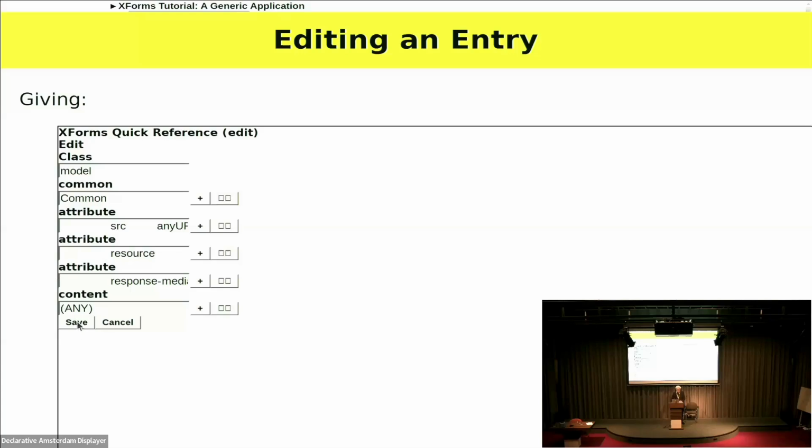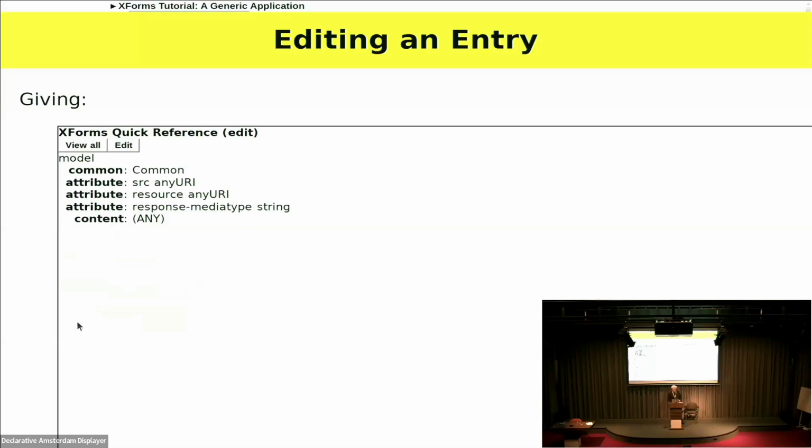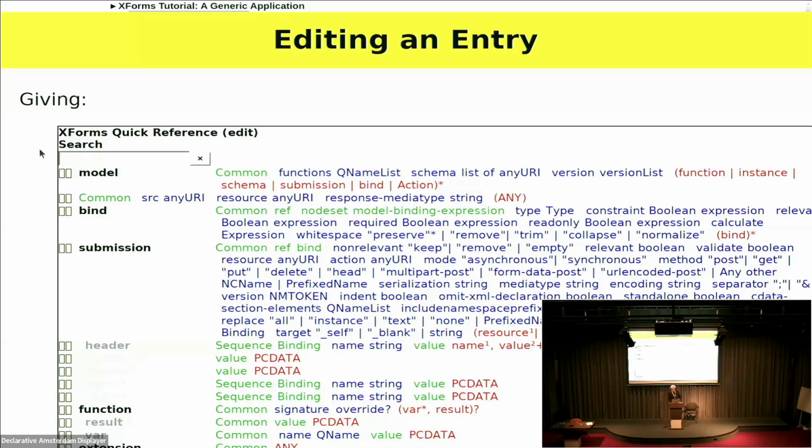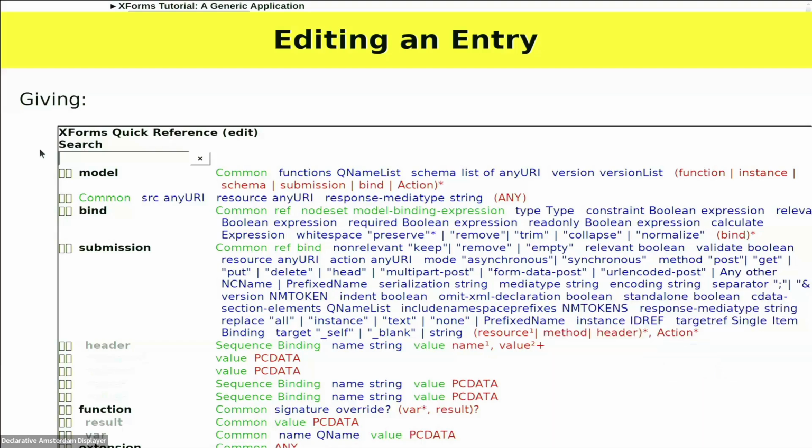Yes. All right. And then I save it, which puts that back into the data. It's deleted that one attribute, and then I can go back to view all. So now we've got the possibility to view all, to search in it, to view a particular element and to edit an element.